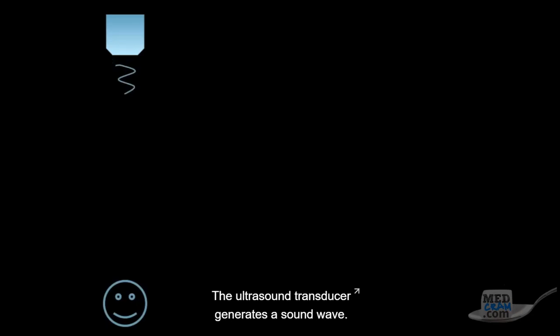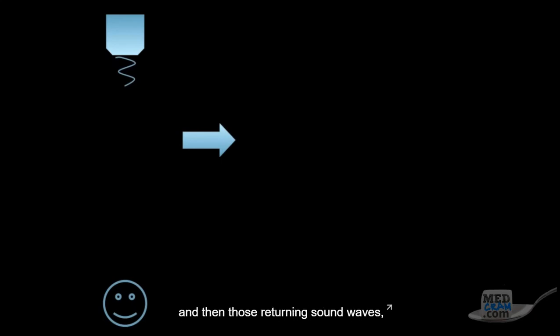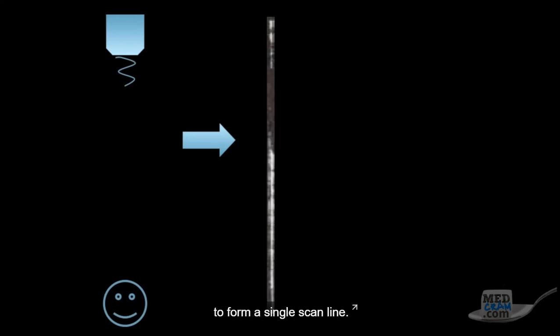So let's look at this another way. You have your ultrasound transducer and your patient. The ultrasound transducer generates a sound wave. It's transmitted through the patient's tissues, reflected back to the transducer, and then those returning sound waves, or those returning echoes, are processed to form a single scan line.